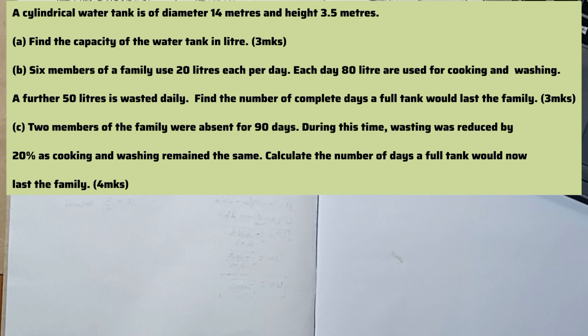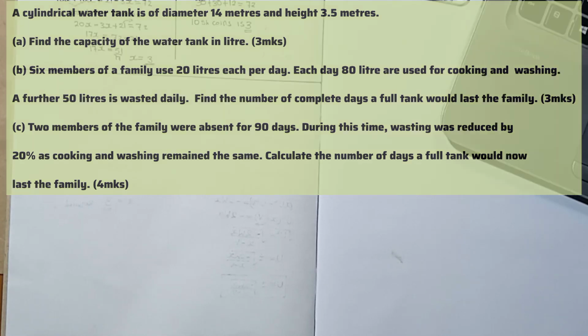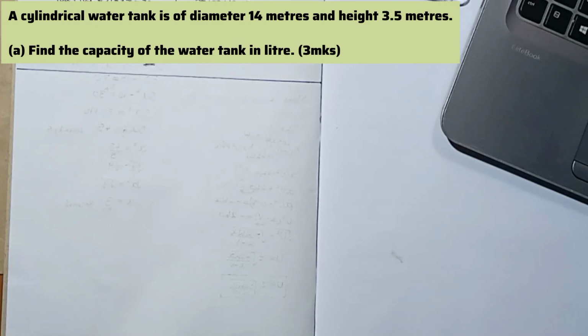In C, it's saying 2 members of the family were absent for 90 days. During this time, wasting was reduced by 20%. Cooking and washing remain the same. Calculate the number of days a full tank will now last the family. So we're going to start with question number A.